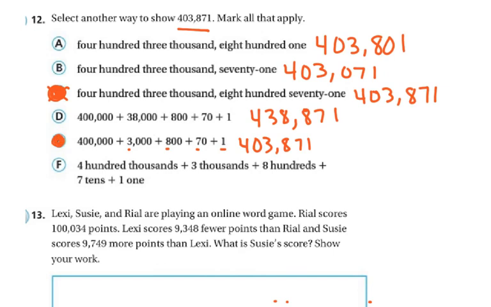Now this last one is saying 400,000 plus 3,000 plus 800 plus 7 tens plus 1 1. So that is correct. So my three numbers are going to be C, E, and F.